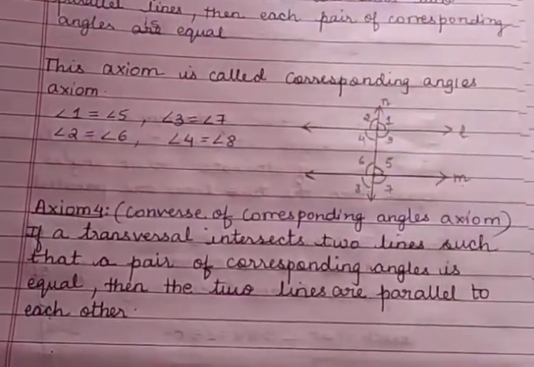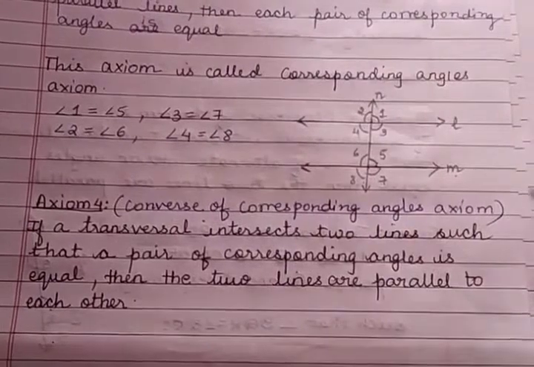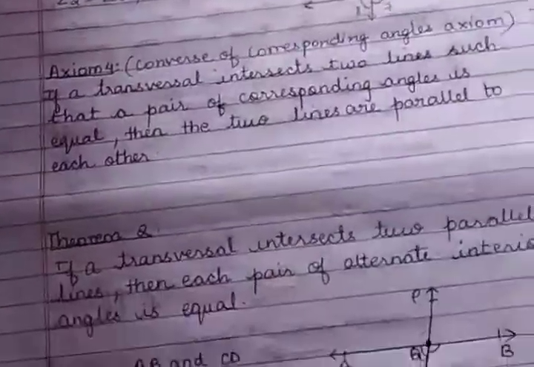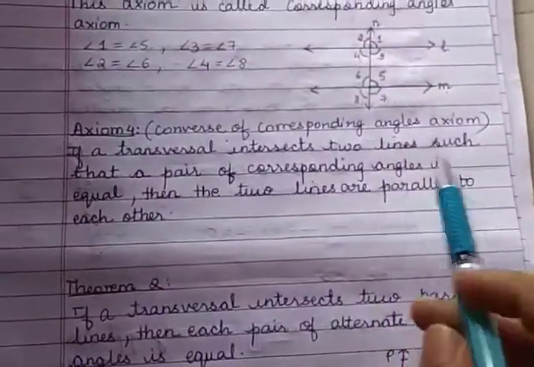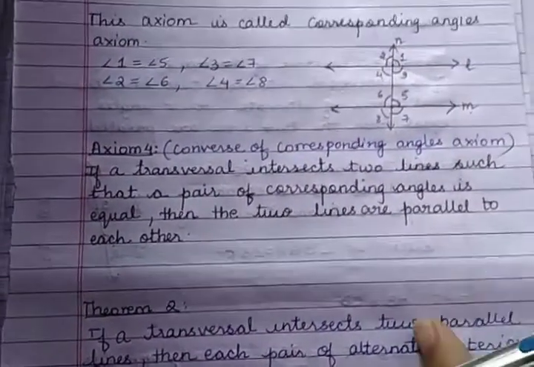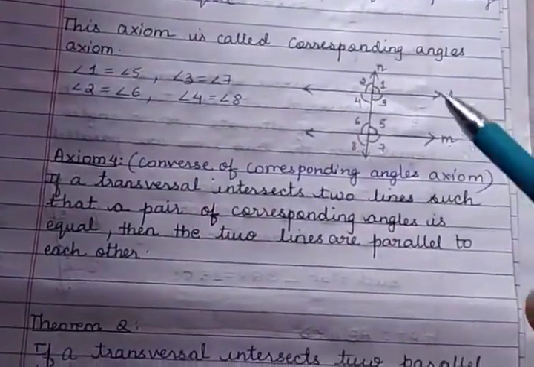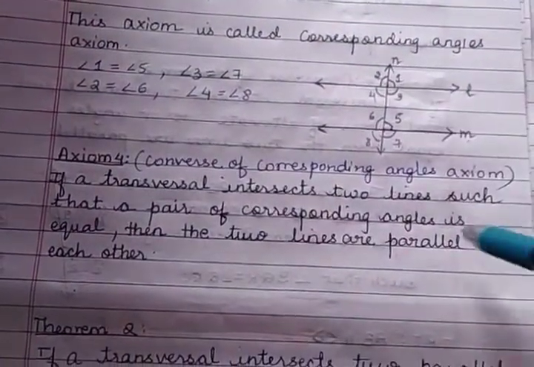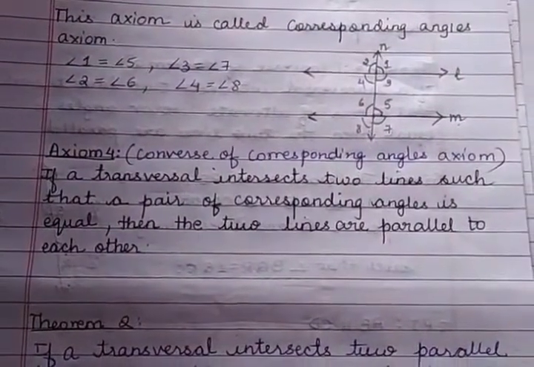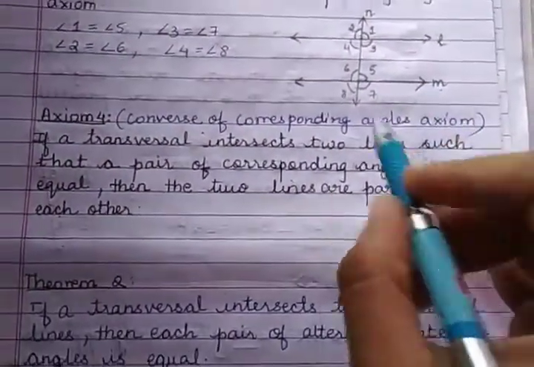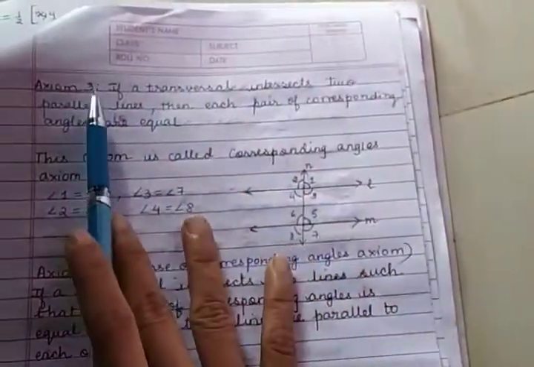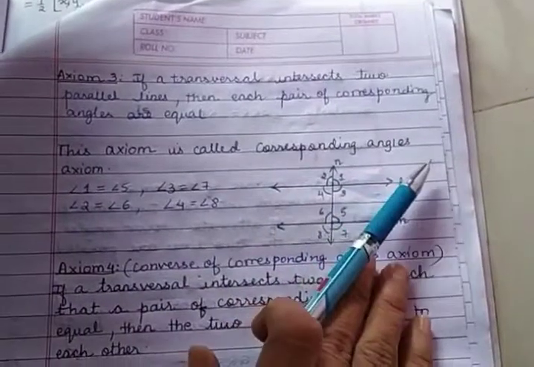If the transversal intersects two lines such that one pair of corresponding angles are equal, then I can say that the two lines are parallel. So if you have a transversal which intersects two lines such that at least one pair of corresponding angles are equal, then you can say that the two lines are parallel. So this is the converse of the third axiom, which is called the corresponding angles axiom.